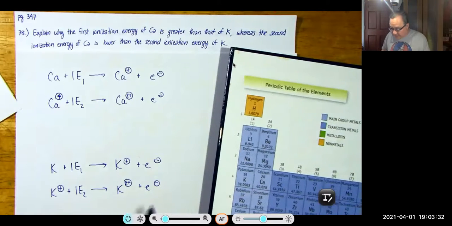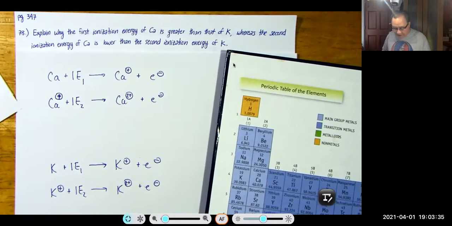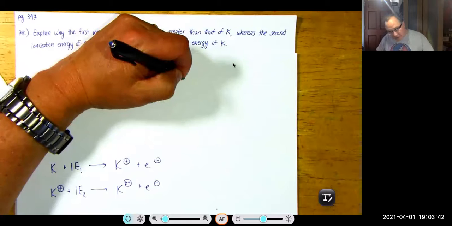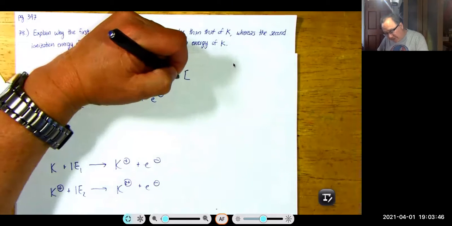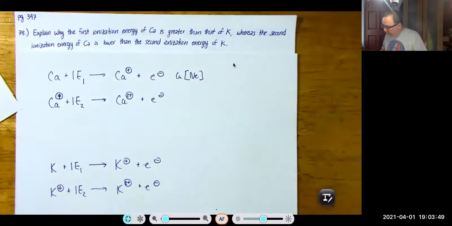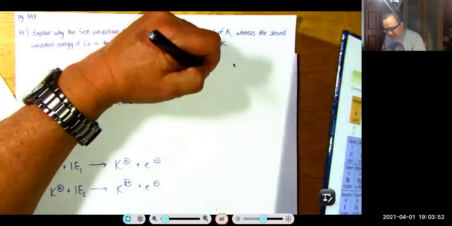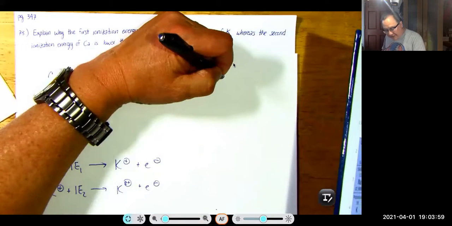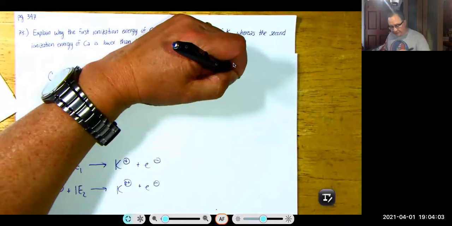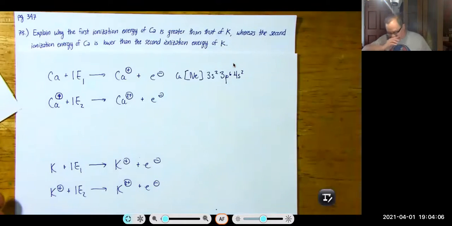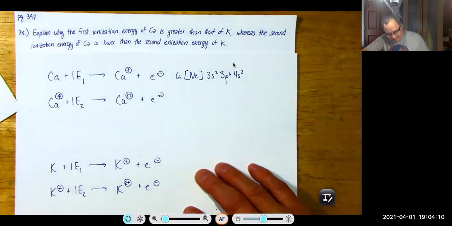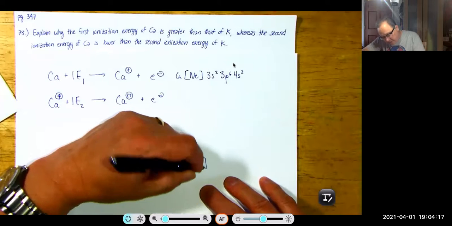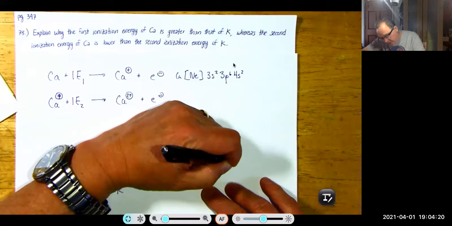We're going to do the noble gas configuration, but actually we're not going to do quite the noble gas configuration. We're going to start with neon, and you'll see why in just a moment. So calcium is neon, 3s2, 3p6, 4s2. Fair enough? Potassium is neon, 3s2, 3p6, 4s1.